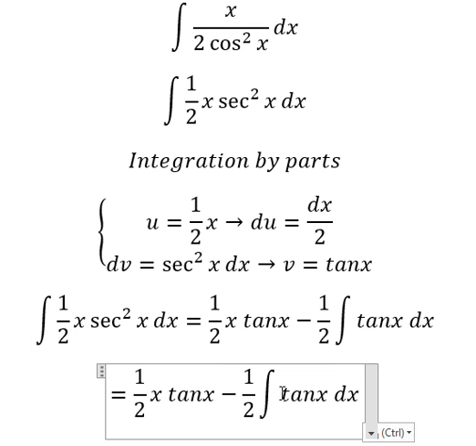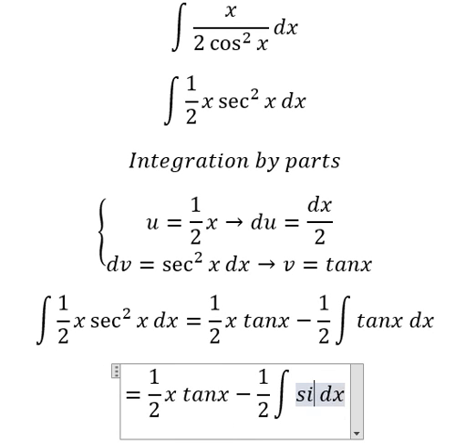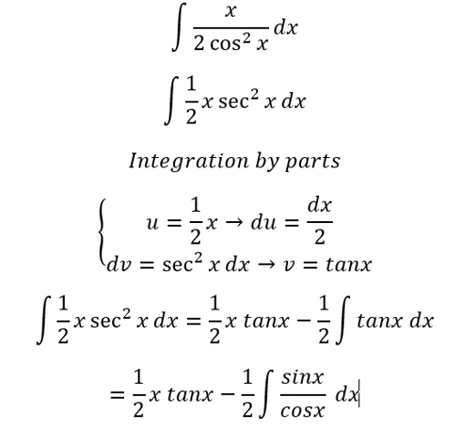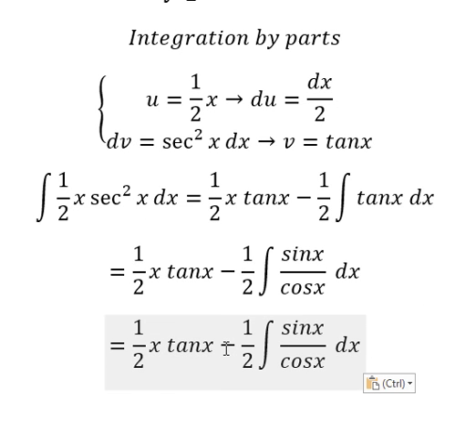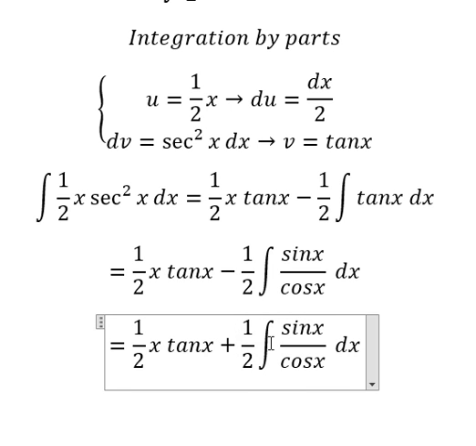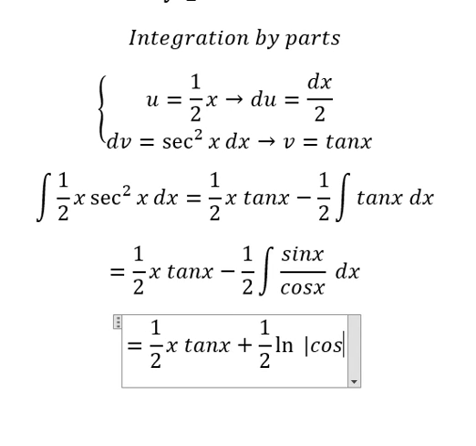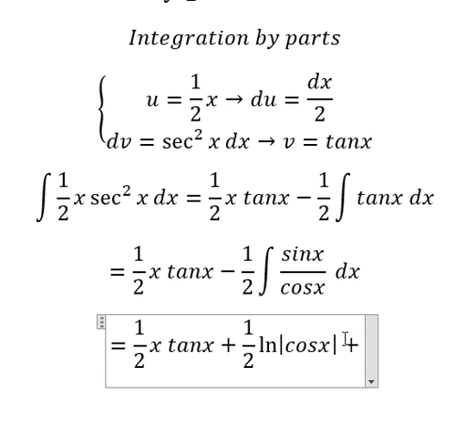So tan x is sine x over cosine x. The integration of negative sine x over cosine x is about Ln of the absolute value of cosine x, and I will put plus C.